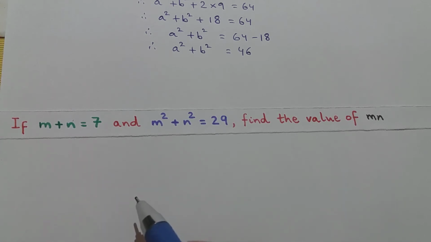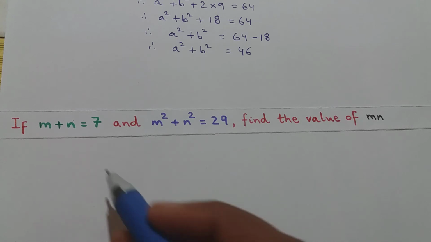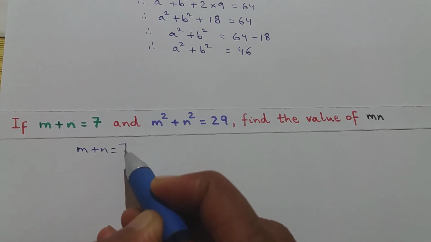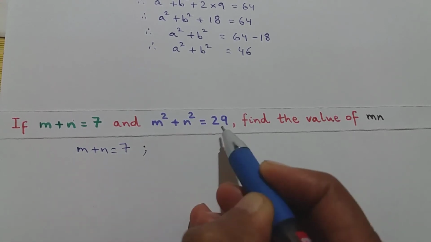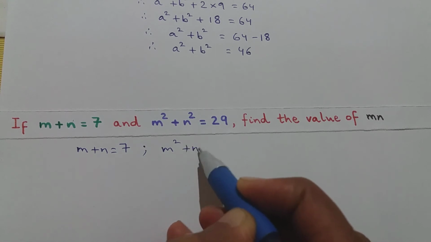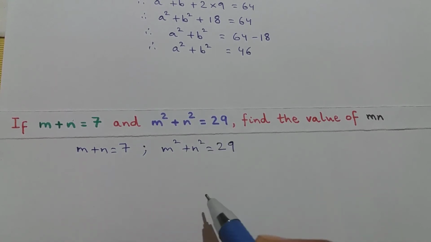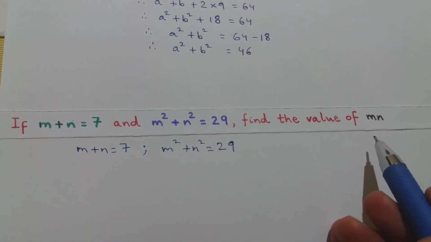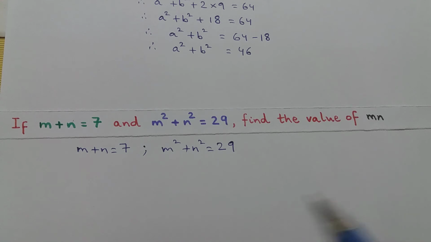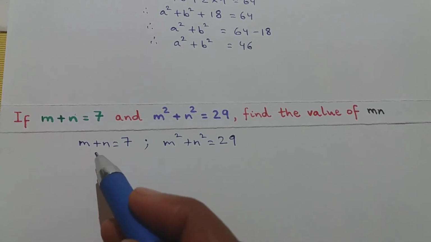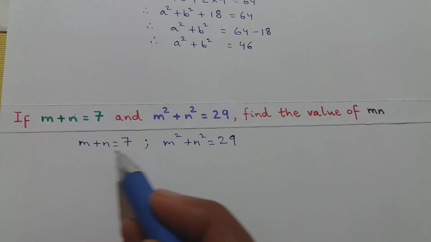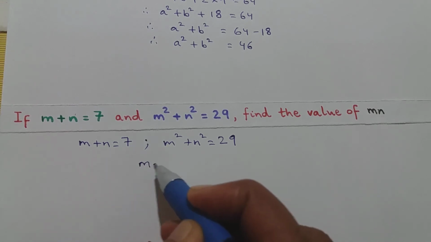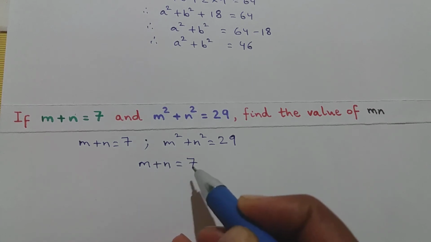First I will write down the information that has been given to us. We know that m plus n is equal to 7 and m square plus n square is equal to 29. Based on these two pieces of information we have to find the value of mn. Now let us look at this information: m plus n is equal to 7.